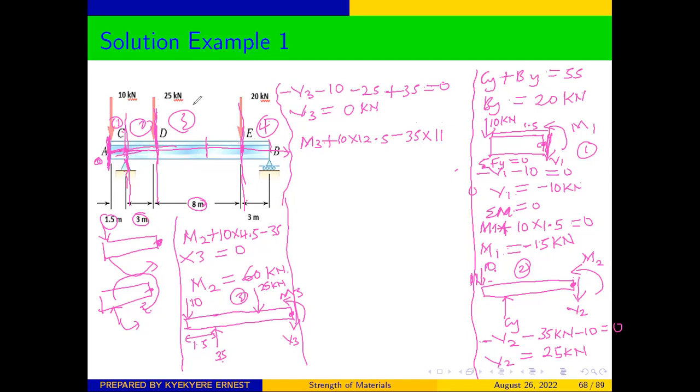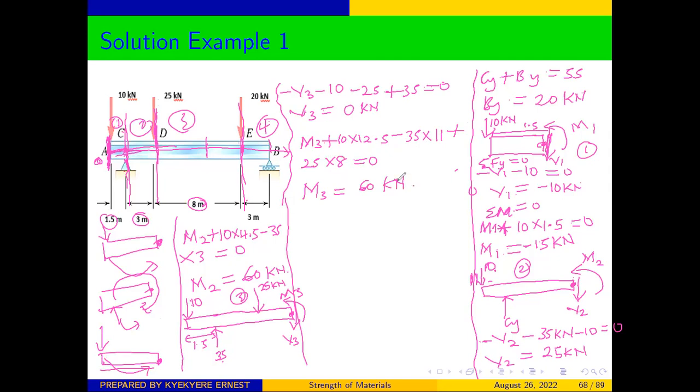Then we have the 25 kilonewtons. The 25 kilonewtons is going to also rotate, and this is where we are taking the moment, and this is the perpendicular distance. So it's going to rotate also in the anti-clockwise direction to give us plus 25 times 8 should be equal to 0. And from there we can say that when you simplify, M3 should be equal to 60 kilonewtons.